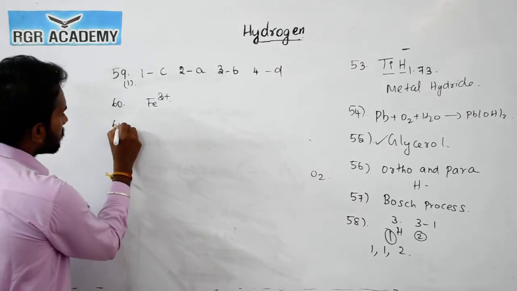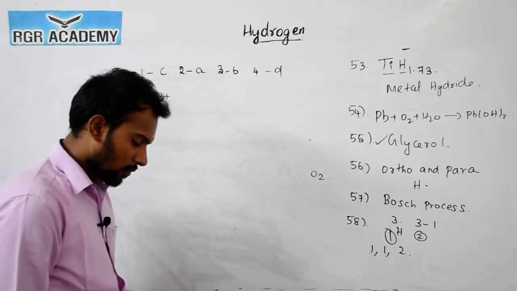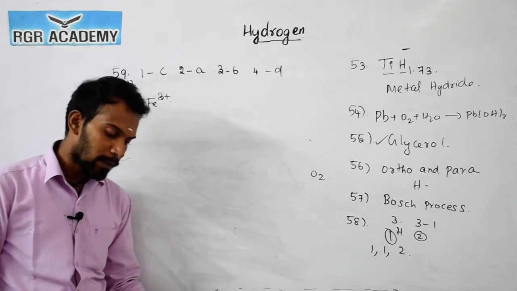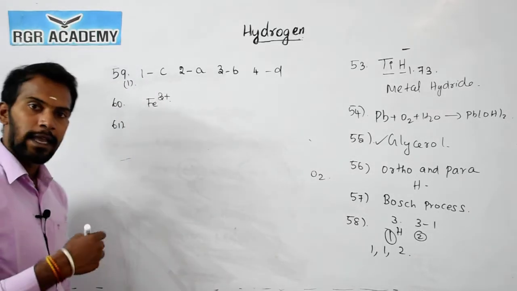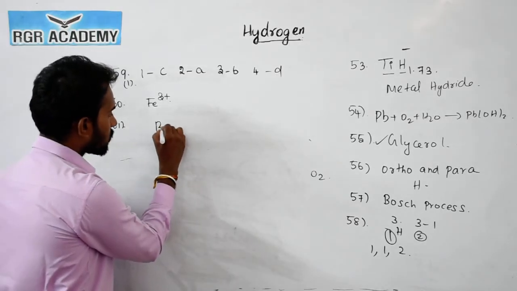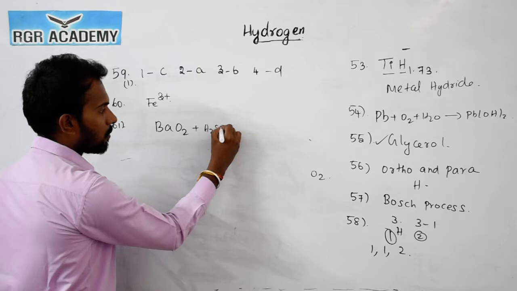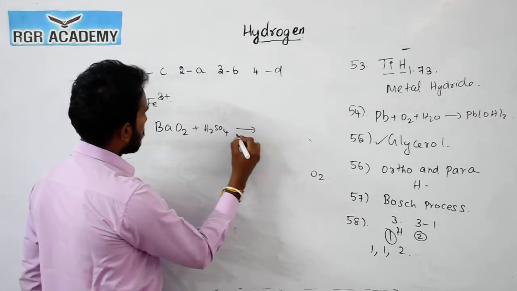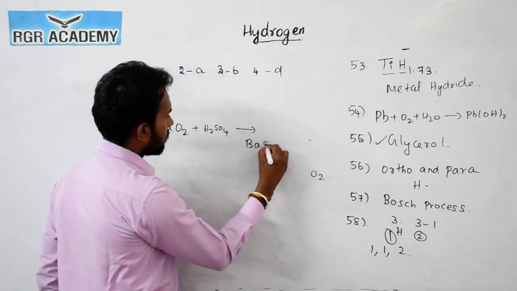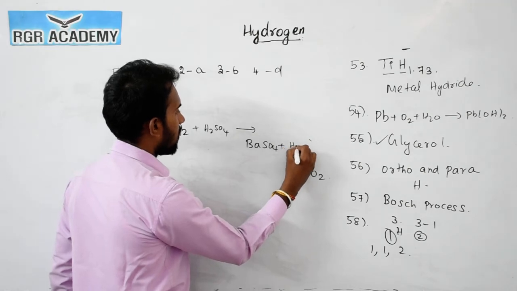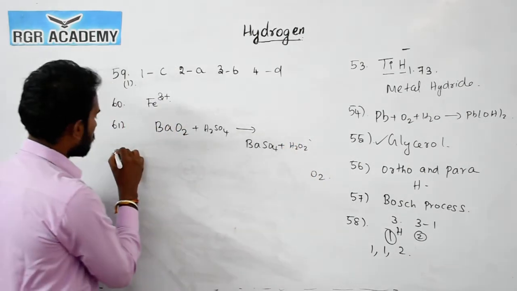Now see this, question number 61. In the lab, H2O2 can be prepared. We already saw in S block elements, barium peroxide, barium oxide, plus adding H2SO4 gives barium sulfate plus H2O2. So this is the right answer.